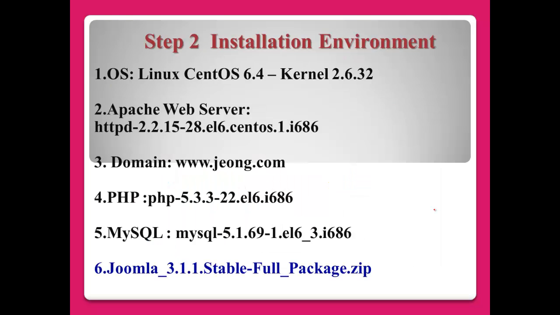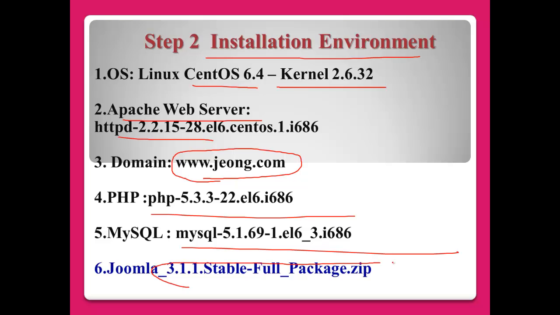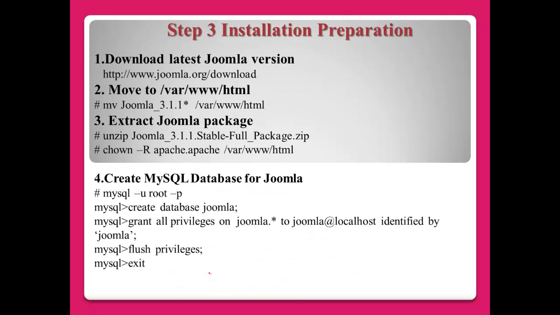In this video, I will show you how to install Joomla based on CentOS. In my case, I have this installation environment. The operating system is CentOS 6.4 with this kernel version, and the Apache web server version like this. In this video, I will use this domain name. To use this domain name, your name server must be working well. PHP will be this one, MySQL as well. And for Joomla, the latest version, this one. Today I will use this version.